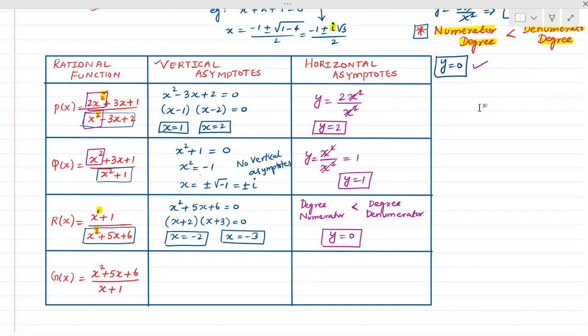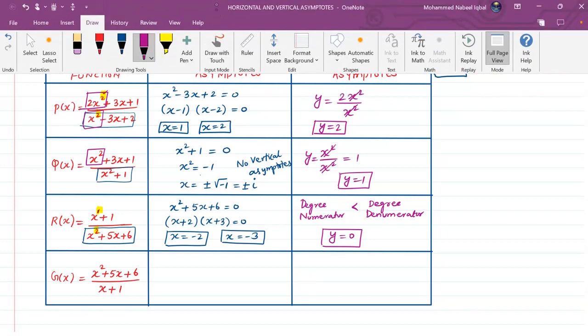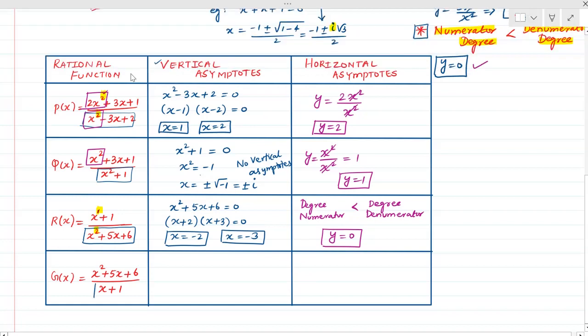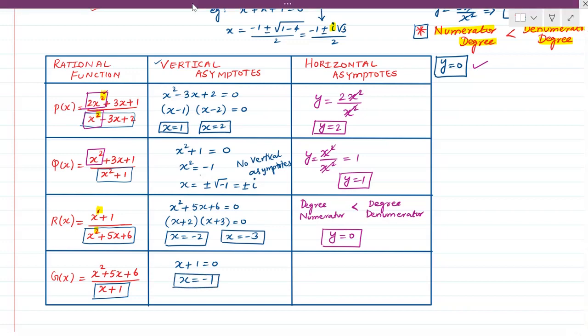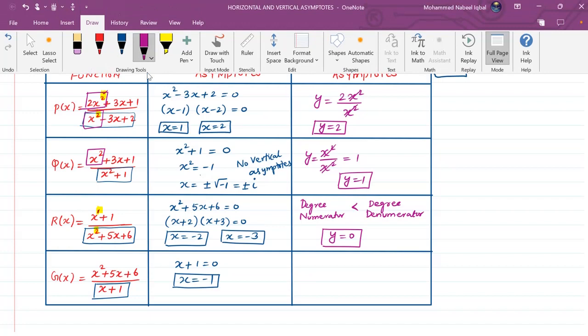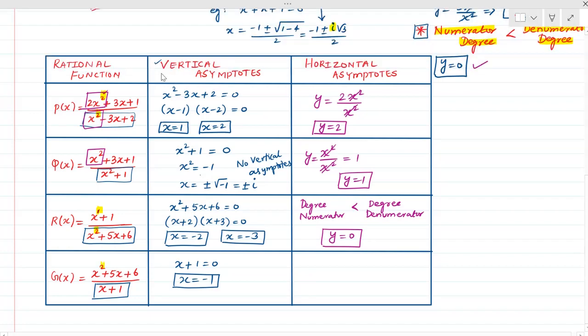Now the last problem. G of x is given by x square plus 5x plus 6 over x plus 1. In order to calculate the vertical asymptote, just put the denominator equal to 0. X plus 1 is equal to 0, so x is equal to minus 1. So this is the vertical asymptote. In order to calculate the horizontal asymptote, I have to check the degree. The degree is 2 in the numerator and 1 in the denominator.